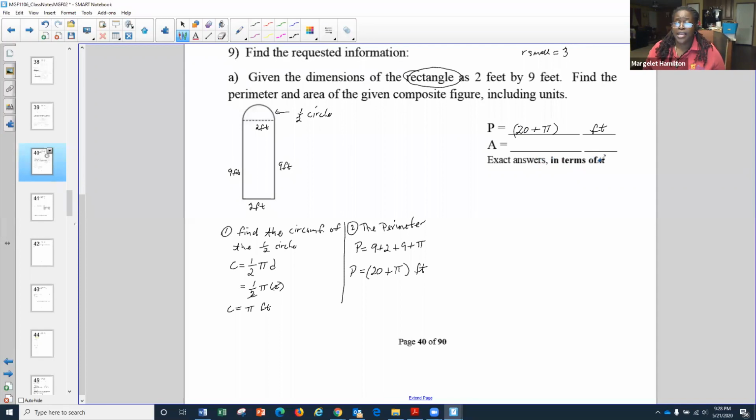Again, in terms of pi means leave pi alone. That's what it means. Okay? All right. Now let's look at our area.